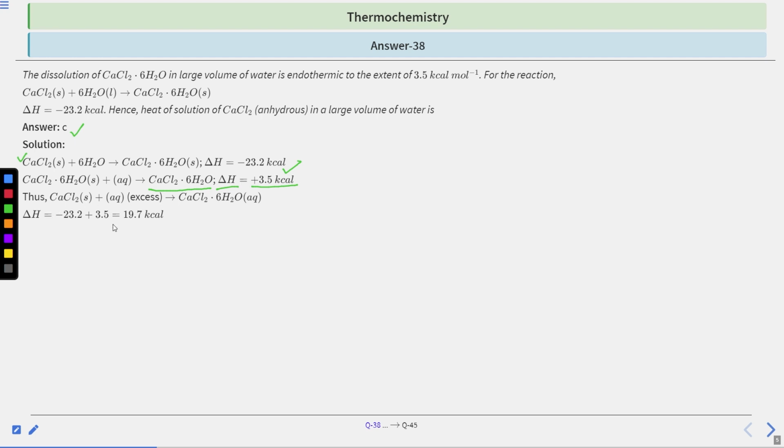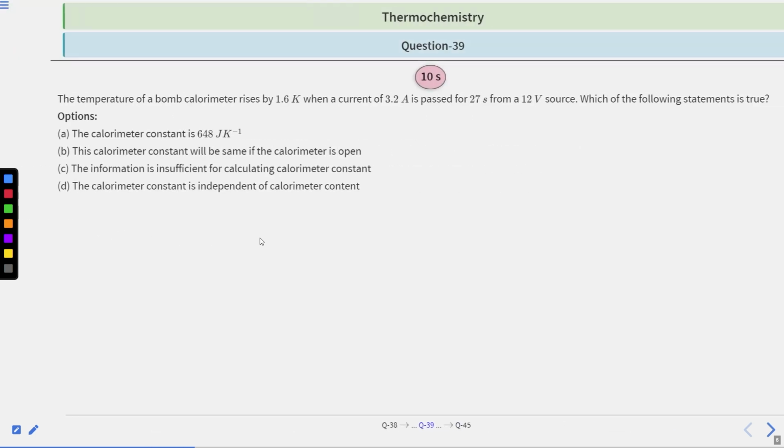Thus, CaCl2 plus aqueous solution in excess will give CaCl2.6H2O. So, the del H for this reaction will be the sum of these two reactions, right? Because on adding these two reactions, we get this reaction. So, del H will be minus 23.2 plus 3.5, which is equal to 19.7 kilocalorie, right? So option C is the correct answer. Okay. So let's move to question number 39.